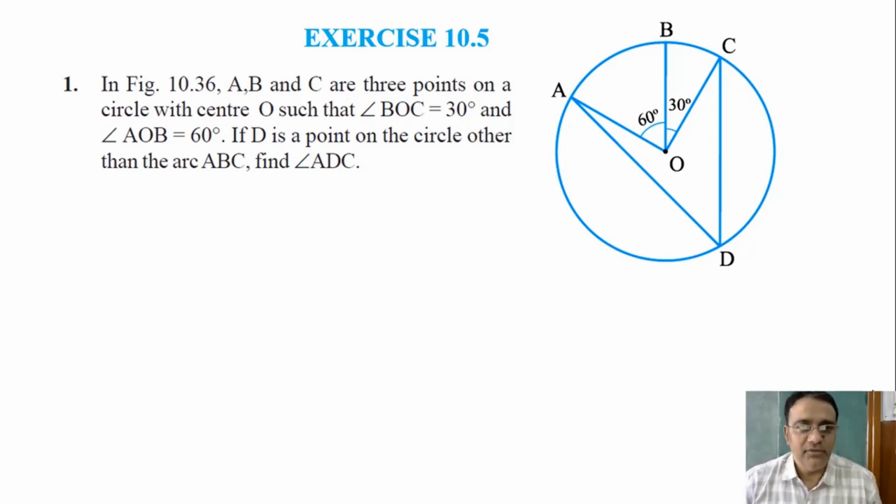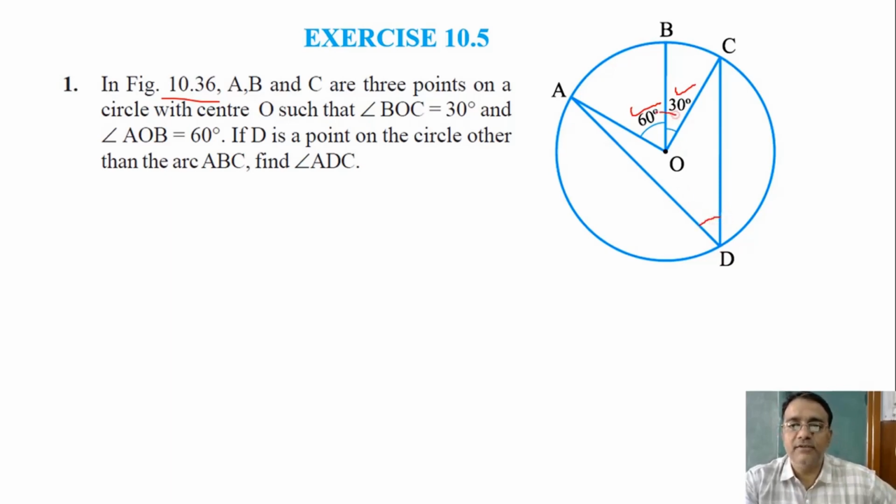Right. So first question, in figure 10.36, A, B, C are 3 points on the circle with center O, such that angle BOC is equal to 30 degree, angle AOB is equal to 60 degree. If D is a point on the circle other than the arc ABC, find angle ADC. This angle we have to find.